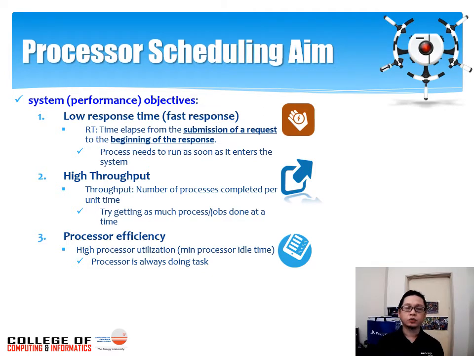By having high throughput, we also ensure that the processor is not idle and is always doing a task while every process is waiting to be executed. It means that the processor is doing a task, either executing a process or doing the scheduling itself and picking up processes to be executed.